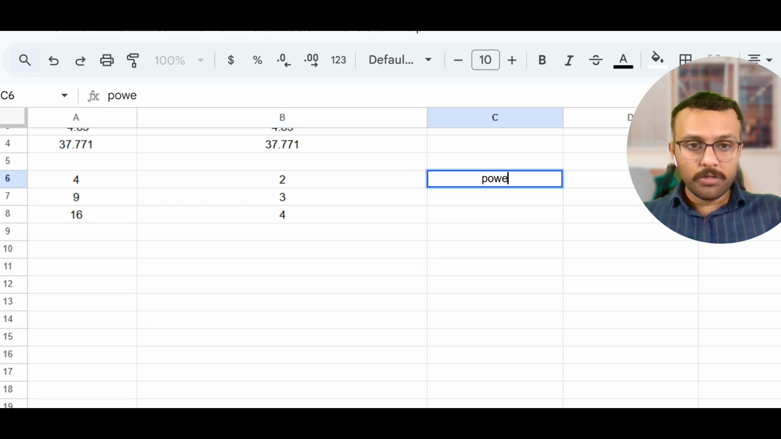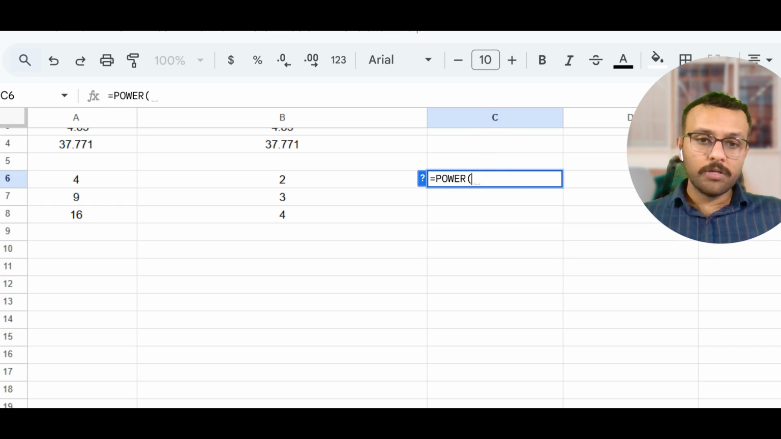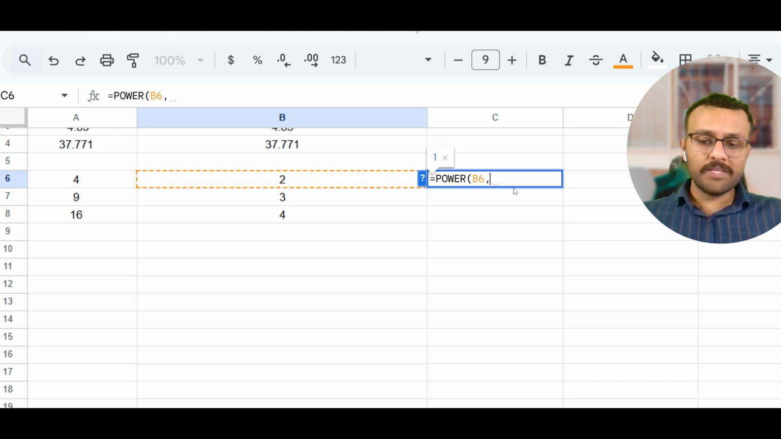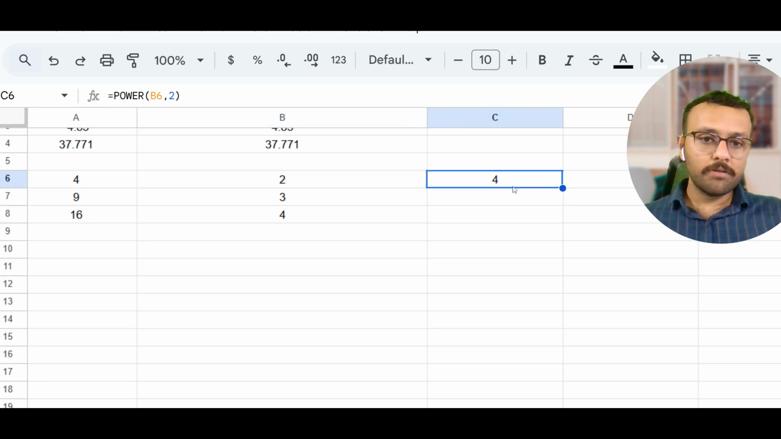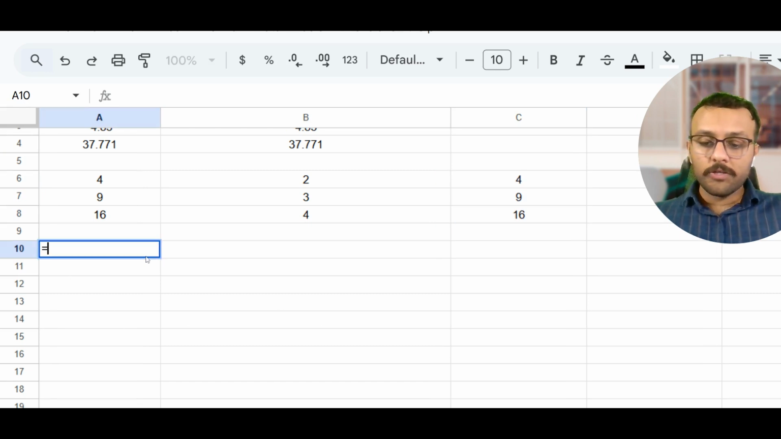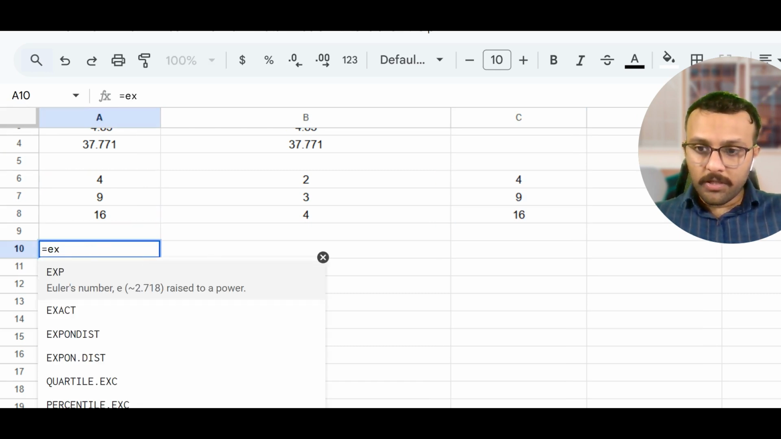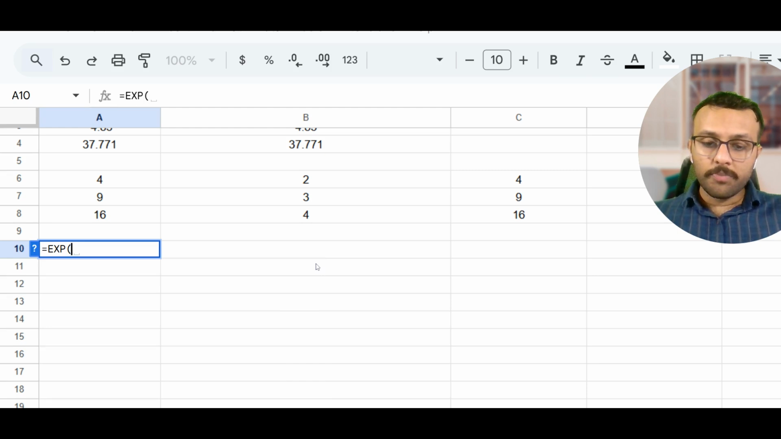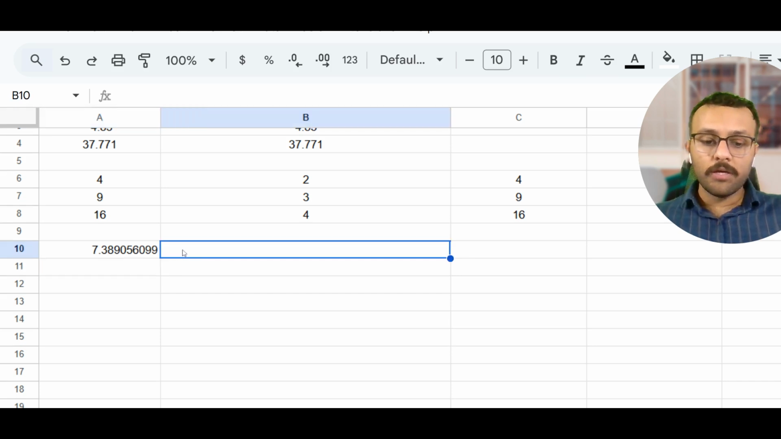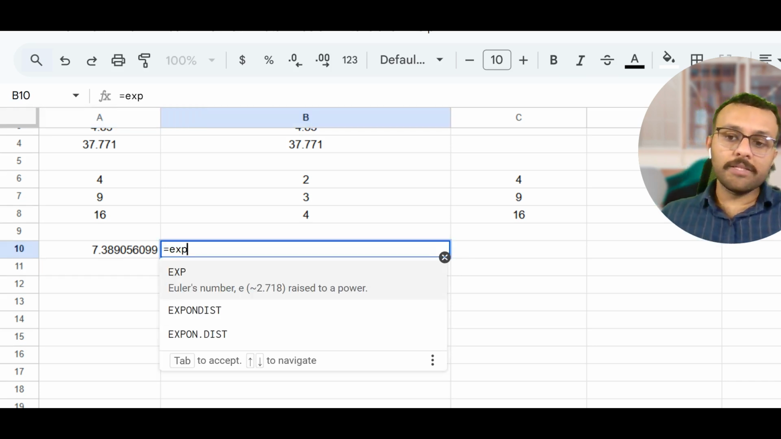So I select power, equal to power. First, I select the number that I want to raise. So B6. And then I decide on the power. In this case, it's 2. And hit enter. So that comes 4 and then 9 and 16. Okay. After that, we can also find the exponential value of something. So let's say I found e to the power of 2, for example, you can see Euler's number, e to the power of 2. So that's 7.389.